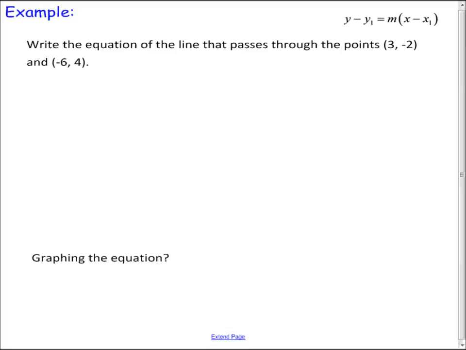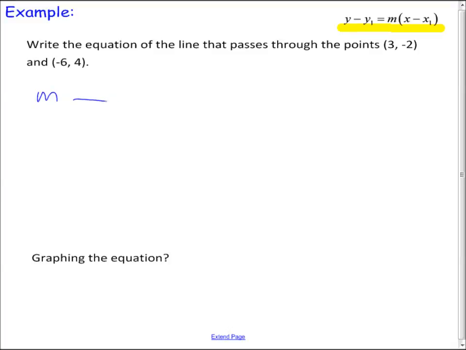So I have my point-slope form of a linear equation right up here, and I've got some information. I'm asked to write the equation of the line that passes through the points (3, -2) and (-6, 4). Well, unfortunately, I don't have the slope. I have 2 different points, but I don't have the slope. So when we were first looking at this, we were thinking, oh, we'll just plug in the slope and the point and be done. Well, in this case, given 2 points, I can calculate the slope.